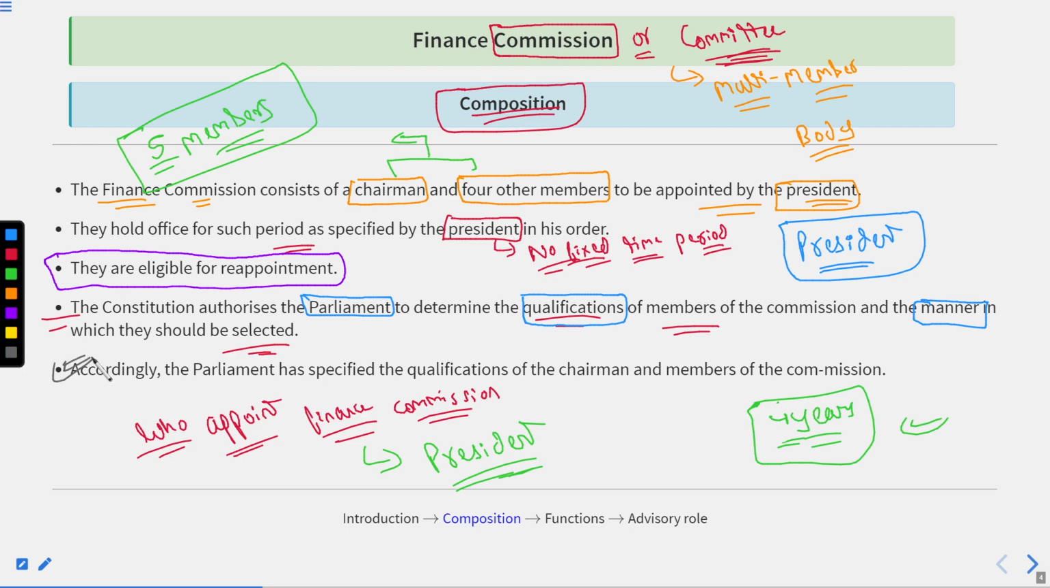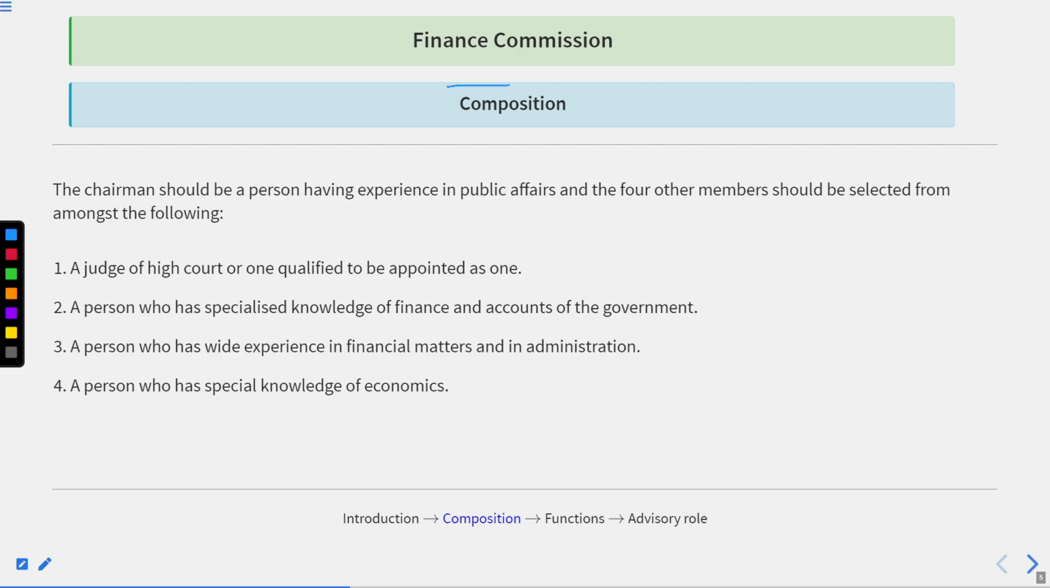Okay. So, as we know that the power for the qualification has been granted to the Parliament, accordingly the Parliament has specified the qualification of the chairman and the members of the Commission. And these are the qualifications which are part of the composition itself. Okay. So first you could see the chairman should be a person having experience in public affairs, and 4 other members should be selected from amongst the following. So the qualification of the chairman is fixed. But the other 4 members must belong to these categories.